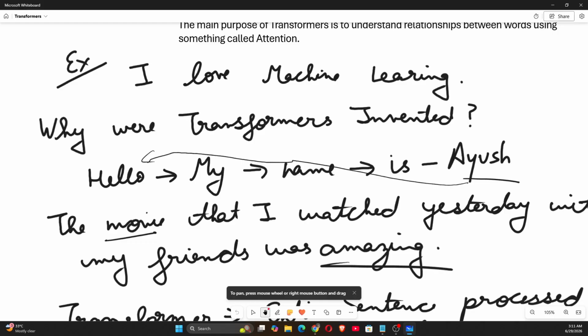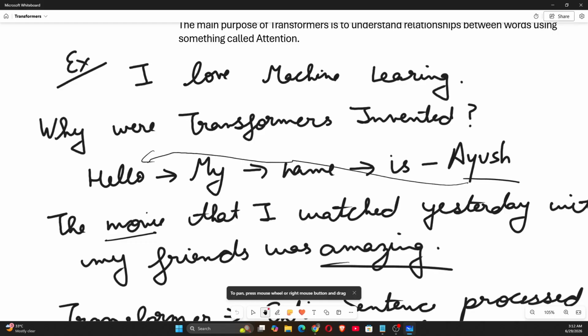Now, why were transformers invented? I will explain this with the help of RNN. If I write, hello, my name is Ayush, how will an RNN read it? RNN reads one word after another. Problem one, it is slow. Problem two, it forgets earlier words.